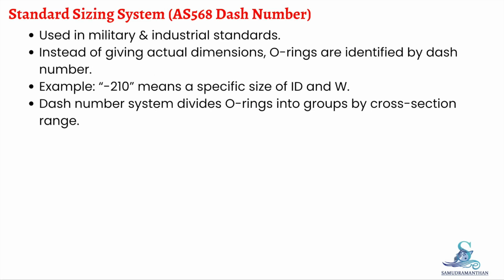Standard sizing system. In industry and defense systems, O-rings are often identified using the AS568 Dash Number system. Instead of writing the actual size in millimeters or inches, we use a dash number such as -210 or -325. Each dash number represents a specific inside diameter and cross-sectional width. The dash number system also groups O-rings into categories based on cross-section size. This makes identification and selection faster and standardized.